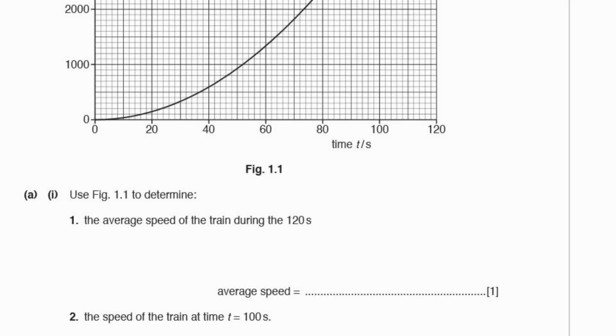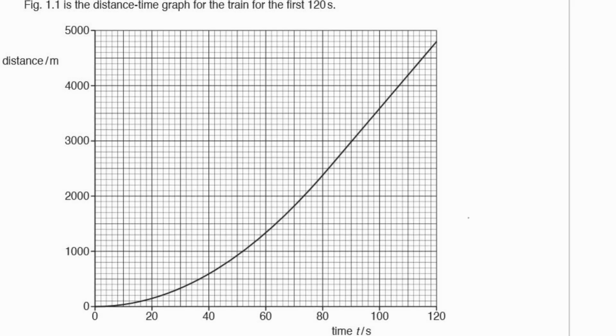Use figure 1.1 to determine the average speed of the train during the 120 seconds. Well, speed equals distance divided by time. Now we're being asked for the first 120 seconds, so the question is how far did it travel during those 120 seconds? And there we go, it travels this far. This is 4,500, 4,600, 4,700, 4,800 meters. So let's put that into our calculation.